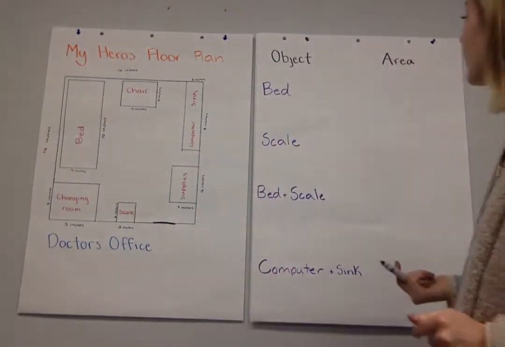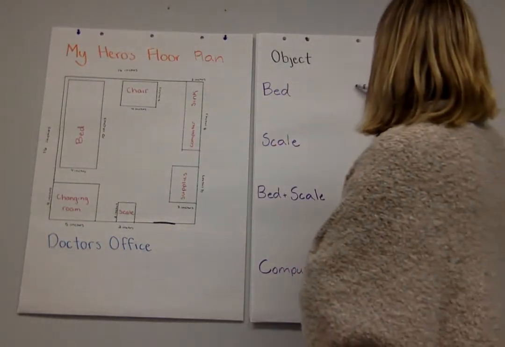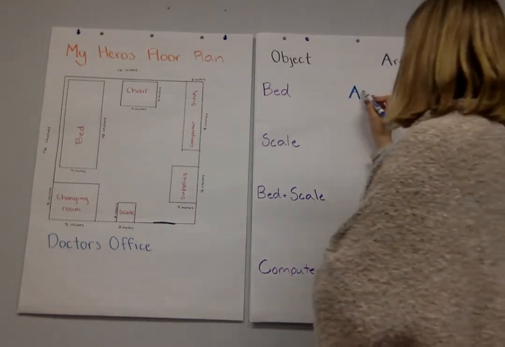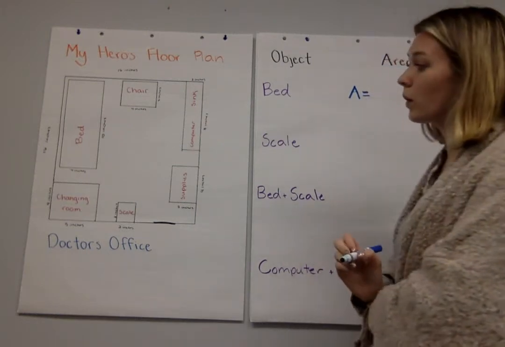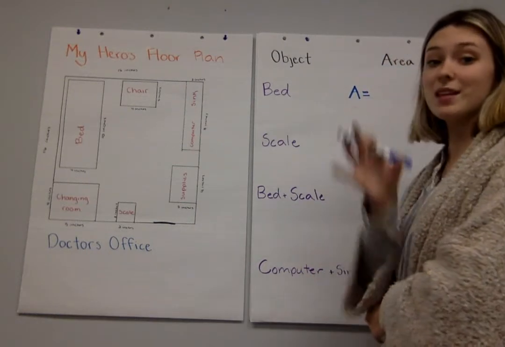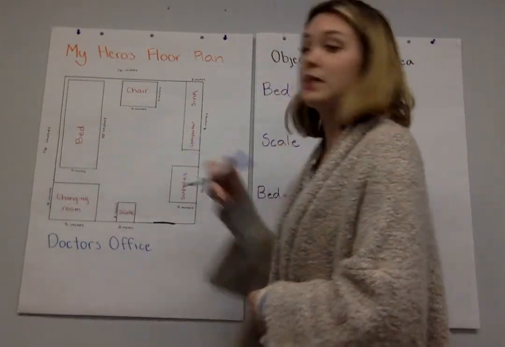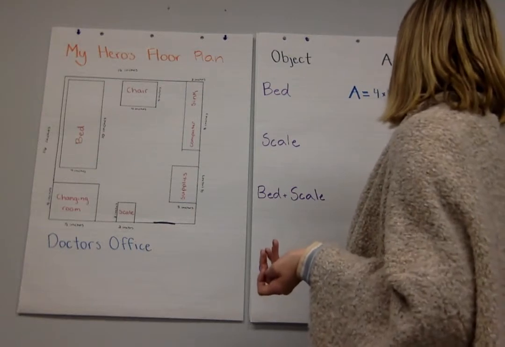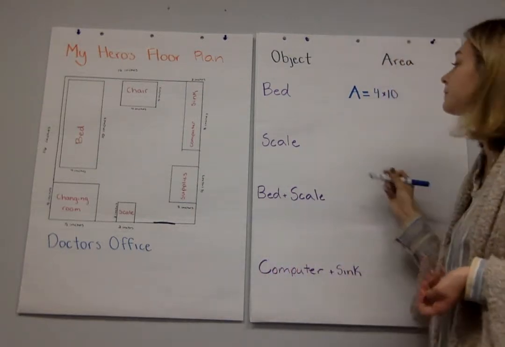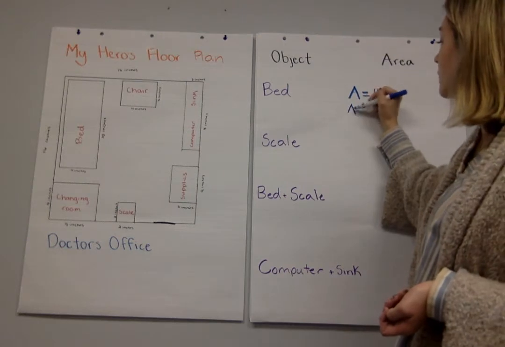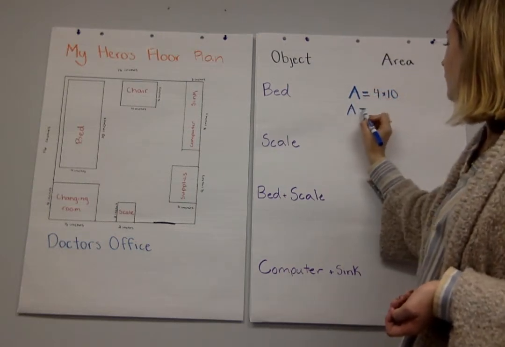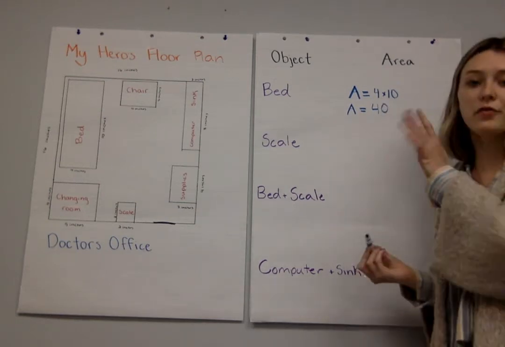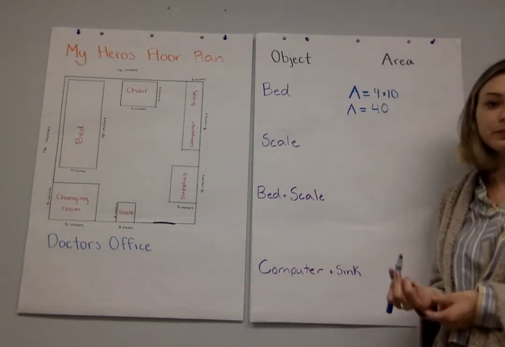How can I find the area for the bed? We have A as our variable for area equals, what are my lengths and my widths? For the bed, we have 4 and 10. So very good. I multiply 4 and 10 together. 4 times 10. And that equals 4 times 10 is 40. Great, I have 40. Moving on to the scale.